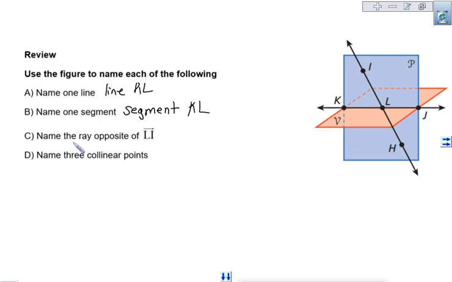Next up, name the ray opposite of ray LI. So for those of you who can't see, this is an arrow pointing over I. So ray opposite of ray LI. So we need to go in the opposite direction. So please do not tell me ray LK. And do not tell me ray HL. That's going in the same direction as what we're going. You have to start at the same letter. So we have ray LH.